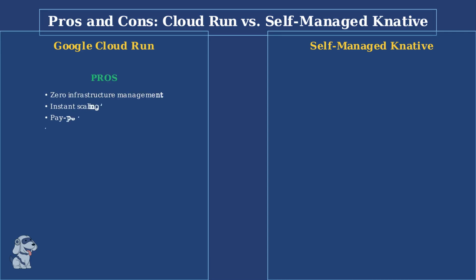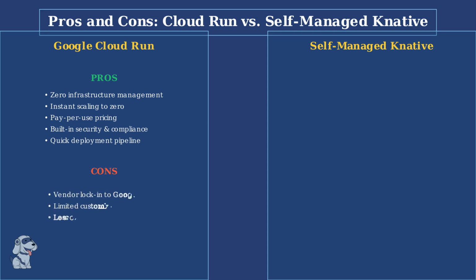Cloud Run's biggest advantages center around simplicity. You get zero infrastructure management. Google handles everything. Scaling is instant, including scaling to zero when not in use. You only pay for actual usage, and security compliance is built in. However, Cloud Run has trade-offs. You're locked into Google's ecosystem with limited customization options. You have less infrastructure control, and costs can become significant at very high scale.